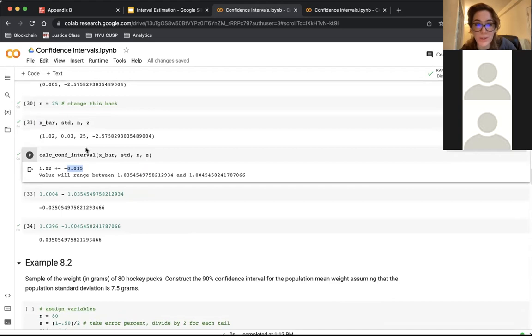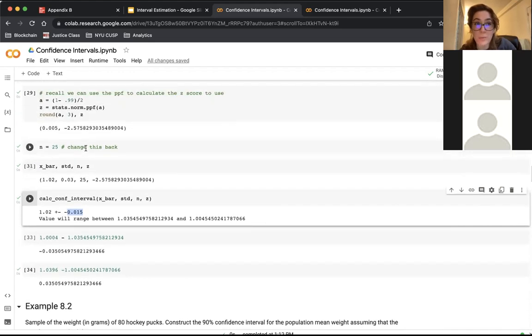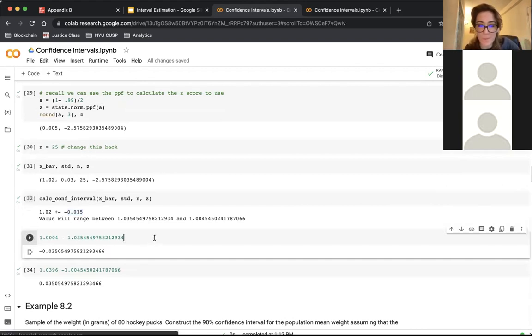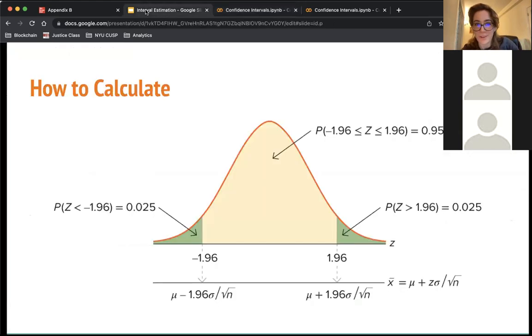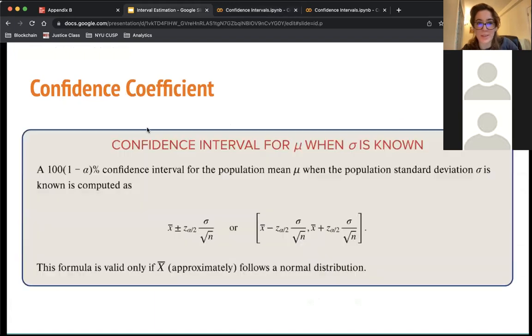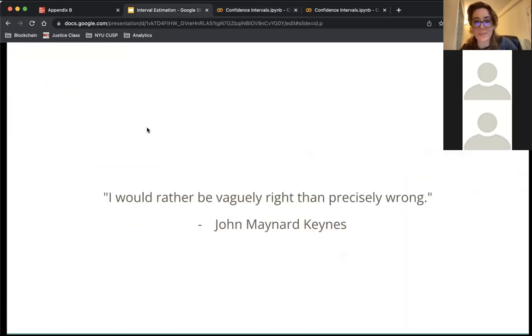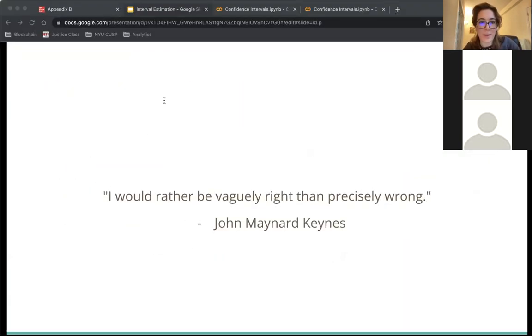So we want to be more certain that we're correct. So we give a wider interval. And that brings us back to, like, why is any of this important? Why do confidence intervals matter?